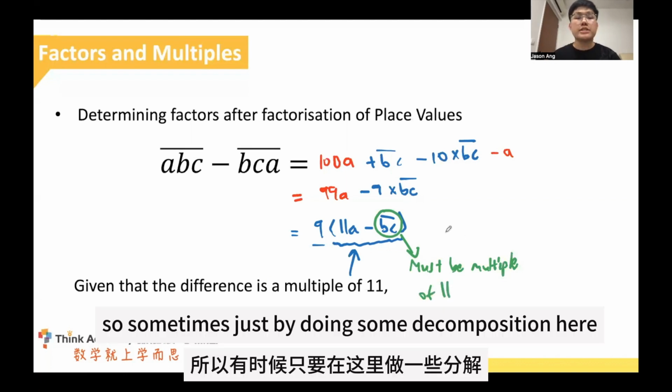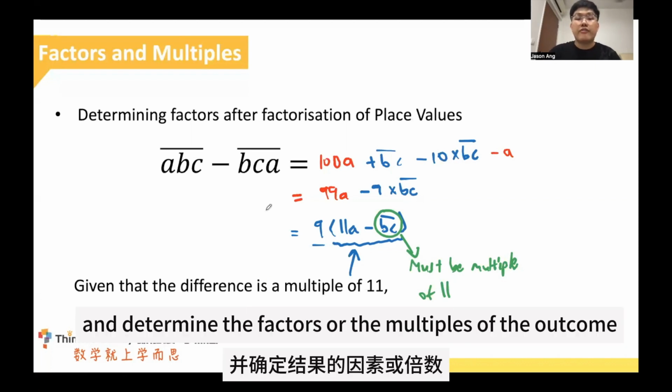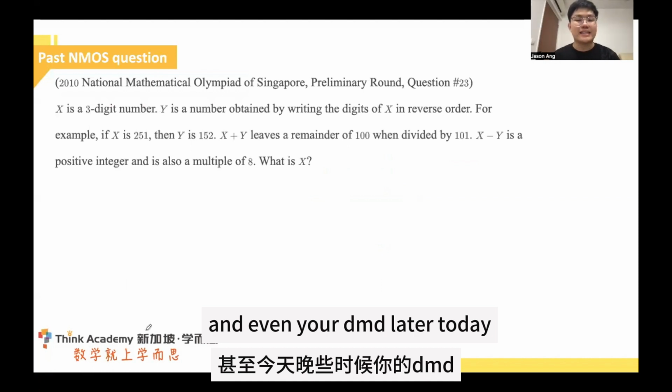So sometimes just by doing some decomposition and maybe even some factorization here, we can try to determine the factors or the multiples of the outcome, which can also be helpful inside our next question and even your DMD later today.